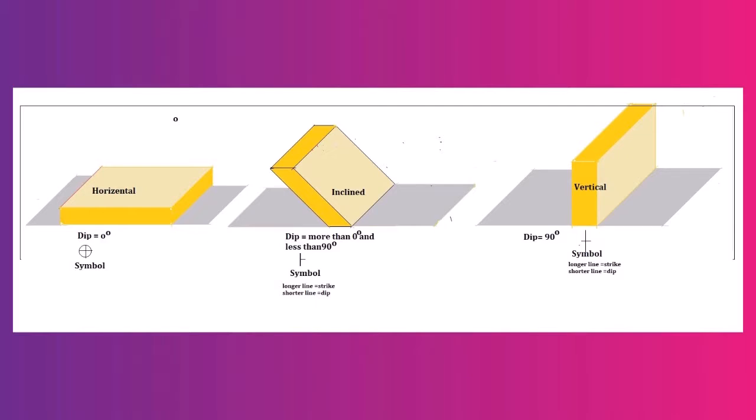The dip and strike of a vertical bedding is symbolized by a plus sign, where the large line indicates the direction of the strike and the shorter lines that make the plus symbol indicate vertical dip.